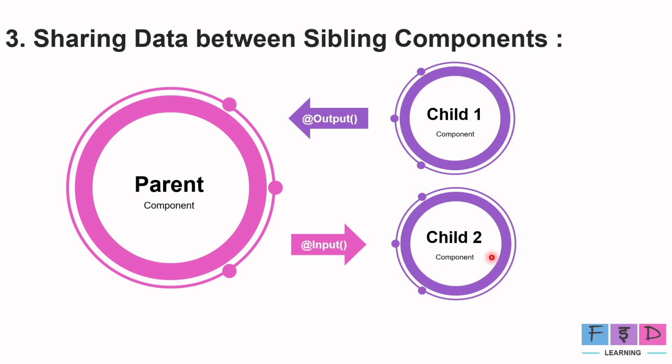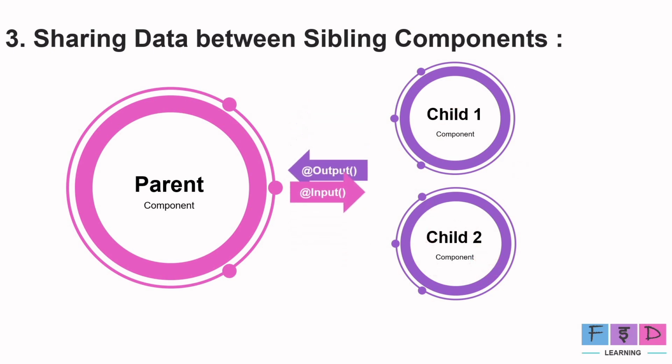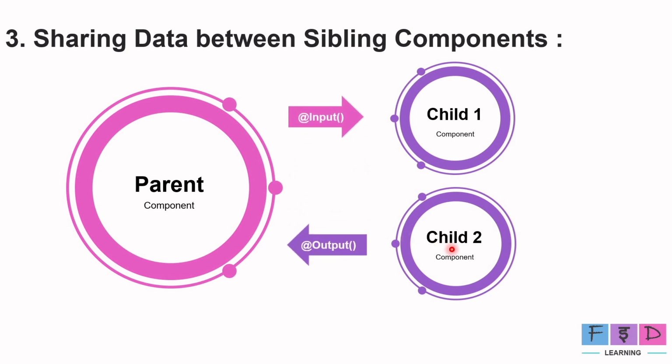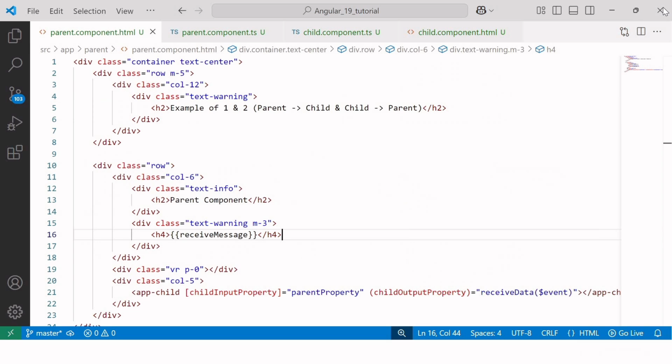And similarly, to share data from child 2 component to child 1 component, the same process occurs with child 2 component. So in this case, child 2 component sends data to the parent component through an event using the @Output decorator, and then the parent component sends the same data to the child 1 component using the @Input decorator. So in this approach, sibling components share data with each other through a common parent component using @Input and @Output decorators. So let's try this out as well.